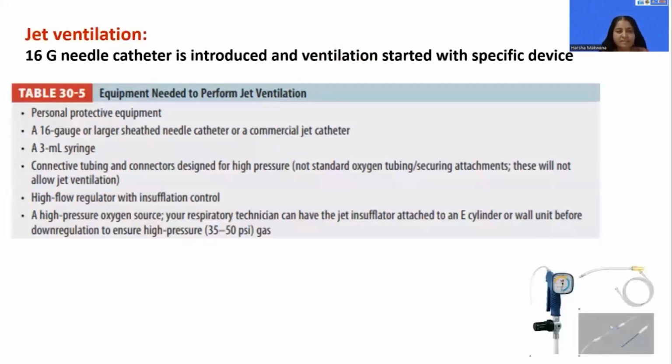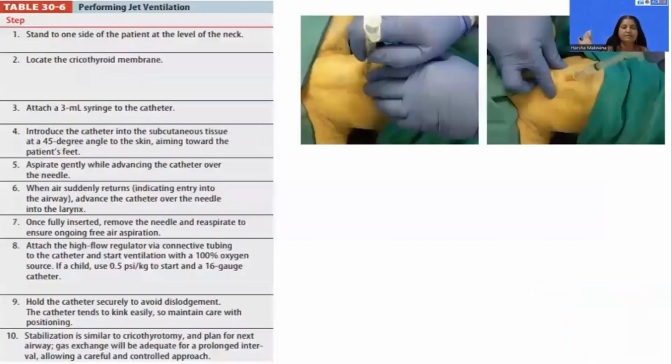What is jet ventilation? Here, a 16 gauge needle catheter is introduced, and ventilation is started with a specific device. Here, you can see there is a pressure gauge, cannula, and the needle. So this whole kit is used for jet ventilation. Here, these are the equipments for the ventilator. So here again there is a table. You can read the technique from the poster. Again, in the figure, you can see the needle is introduced and air is aspirated to see that there is free flow of the air.